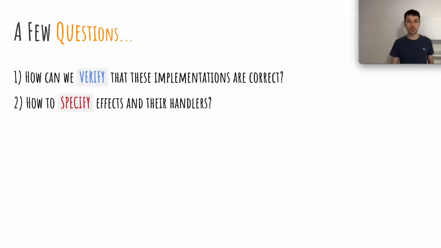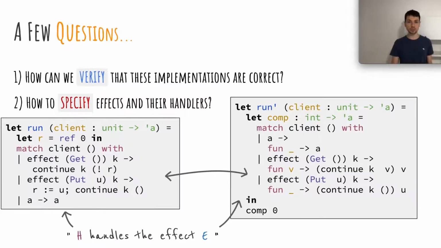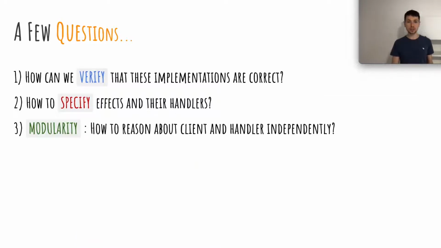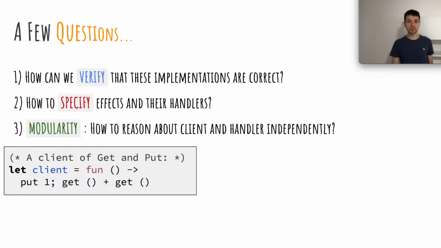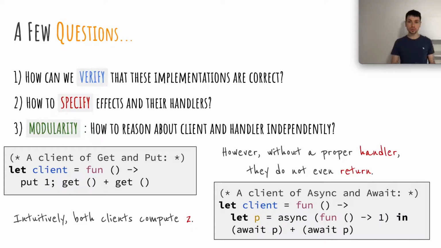Another question is, how can we specify effects and handlers? It would be useful to have a specification of a handler and then prove that both run and run prime are handlers for the same set of effects. And finally, a third question would be how to reason in a modular fashion about client and handler. So given some clients, for example these two, we would like to say in a way that they compute the number 2, but as we know, without a proper handler, they cannot even be executed.